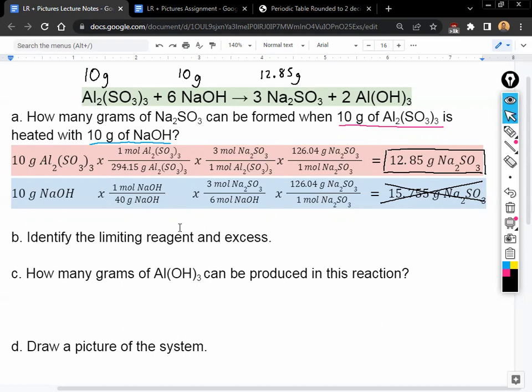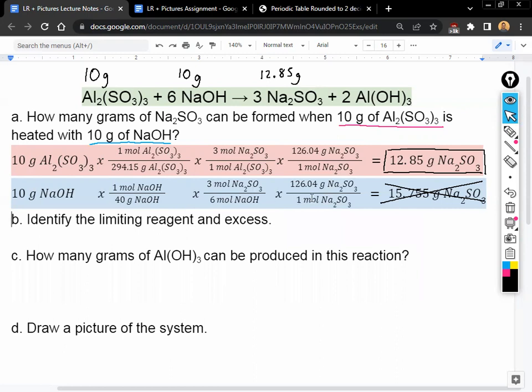And so let's answer part B now. So part B, it's asking us to identify the limiting reagent and the excess. So the limiting reagent is the chemical that makes the smaller number. So the smaller number is 12.85. So the limiting reagent is this right here. So make sure you guys copy this part down because we're going to actually start the real problem now. Al2SO3. And then our excess is going to be the chemical that makes the bigger number. And so the chemical that makes the bigger number is NaOH.